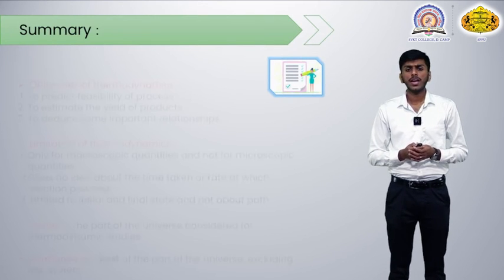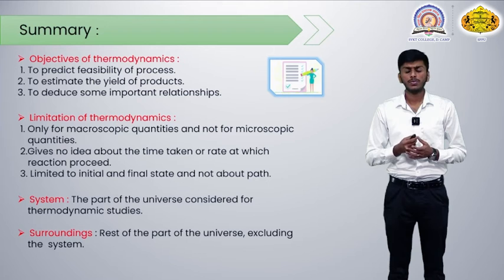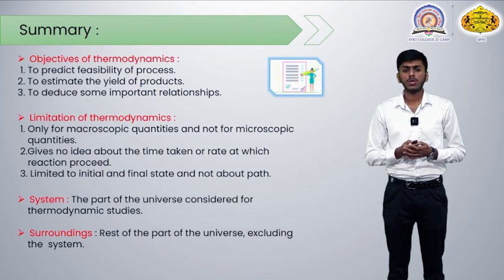Summary. In today's lecture, we discussed the objectives of thermodynamics, that is to predict the feasibility of the process, to estimate the yield of the products and to deduce some important relationships. Later we discussed the limitations of thermodynamics. Thermodynamics is only for macroscopic quantities and not for microscopic quantities. The second limitation is it gives no idea about the time taken or the rate at which the reaction proceeds. The third is it only considers the initial and final state of the process and not the path which is followed.